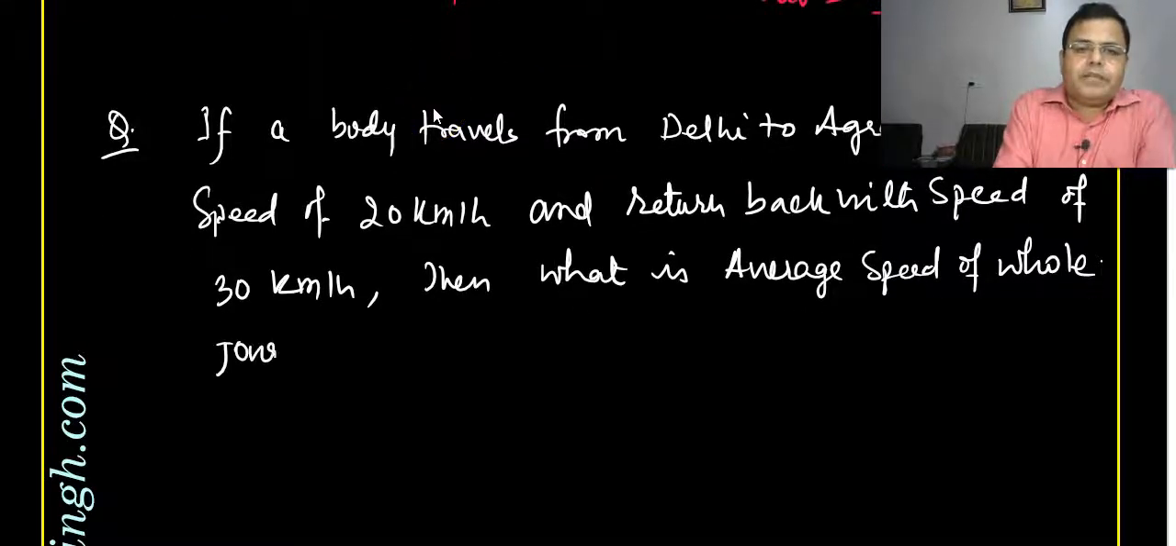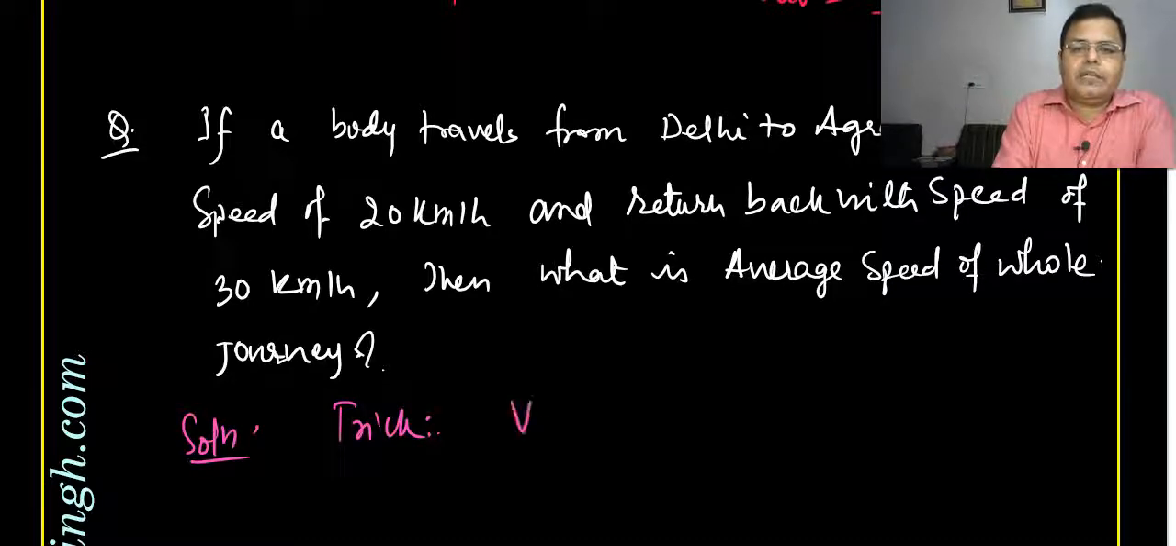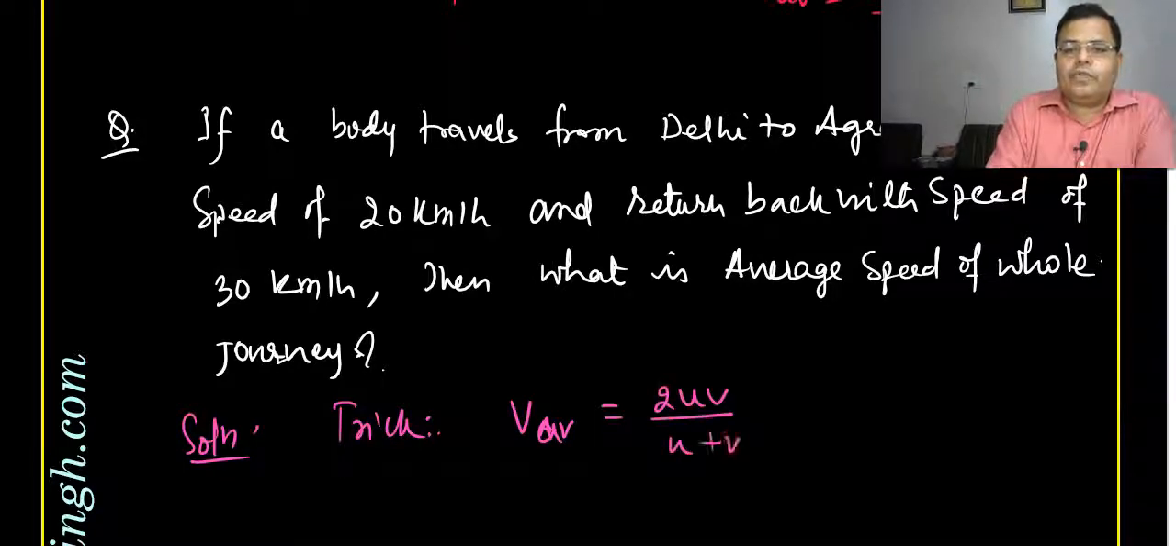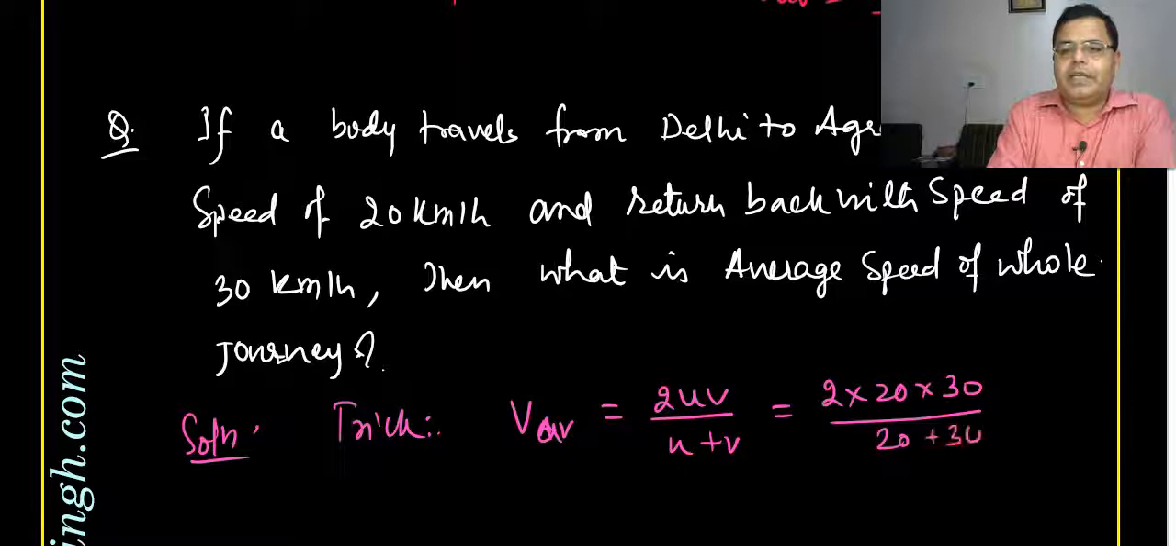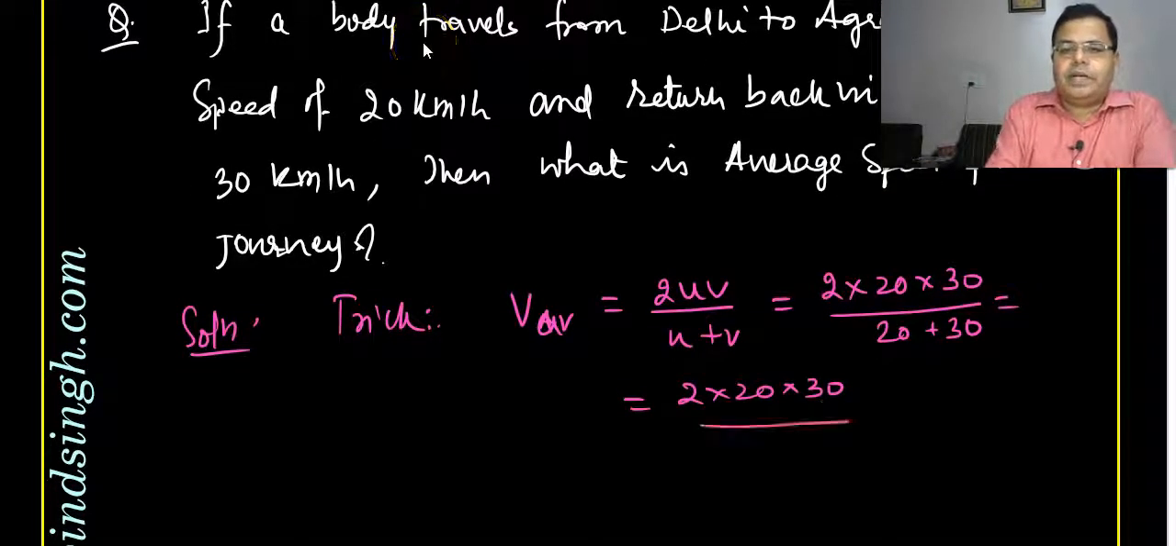As per the trick, we can write the solution. According to the trick, the average velocity is 2uv upon u plus v, that is 2 into 20 into 30 upon 20 plus 30. 20 plus 30 is 50. So 2 into 20 into 30 whole divided by 50: 5 fours are 20, 4 threes are 12, 12 into 2 is 24 kilometer per hour.